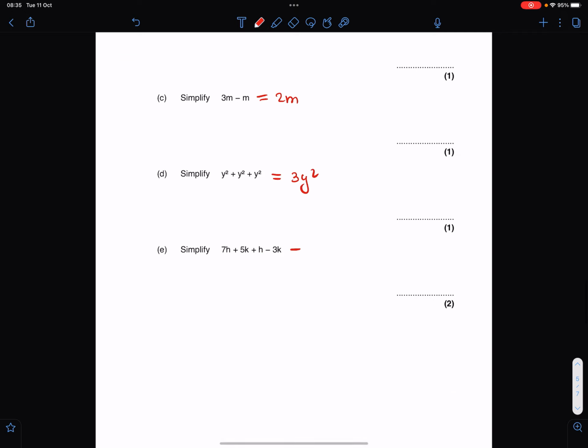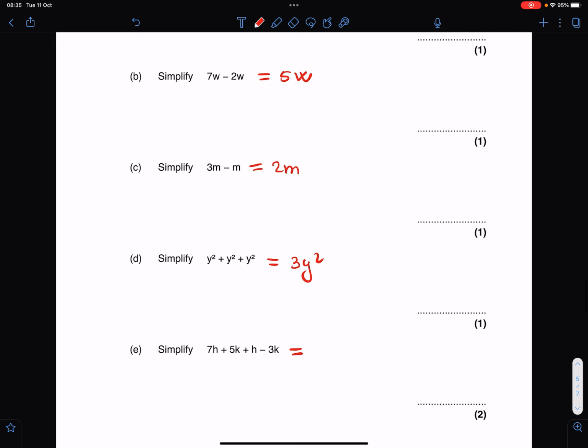Last one going to be 8h plus 2k. Are we okay with this? Any question? No question.